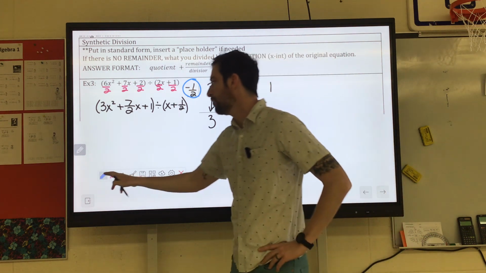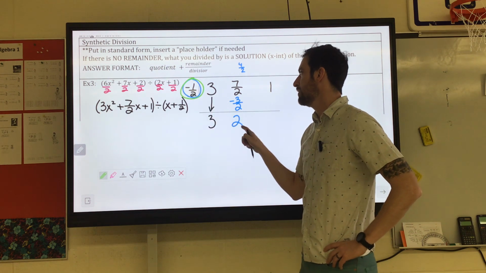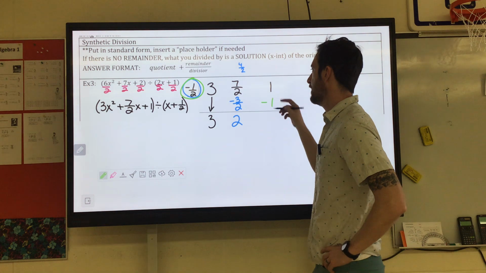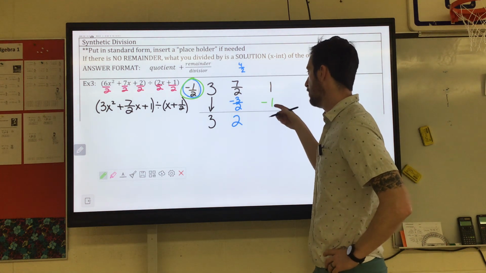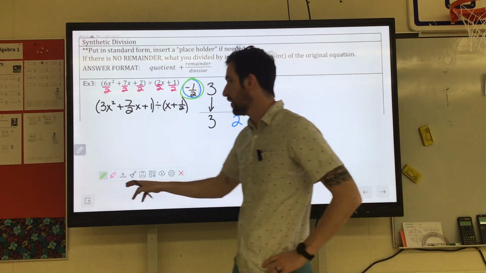Great, and you keep going with that pattern. You multiply the number in the box by what you see down here. Negative 1/2 times 2 is negative 1, and then you just add in that column. 1 plus negative 1 is 0. Great, we're ready for our final answer.